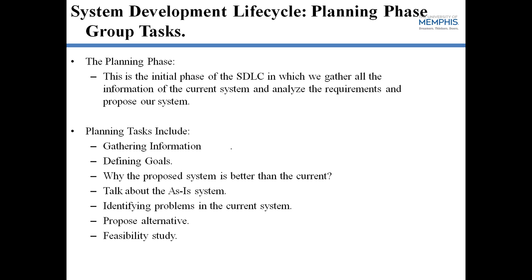In the next phase of the system development life cycle, we have the planning phase, which comprises the main tasks such as gathering information, defining goals, and explaining why the proposed system is better than the current system. It talks about the as-is system, identifying the problems in the current system, proposing an alternative, and the feasibility study. Basically, in this planning phase, we plan what system is required, we analyze the requirements that we have gathered, and we propose a system which is better than the current one.